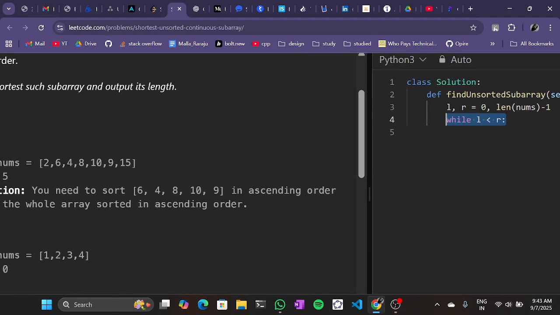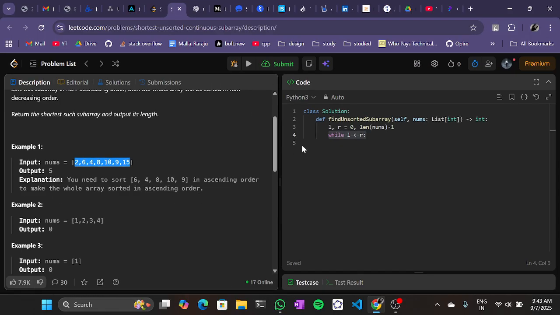We have to find the maximum value. So max, min value equals to maximum of nums, minimum of nums.